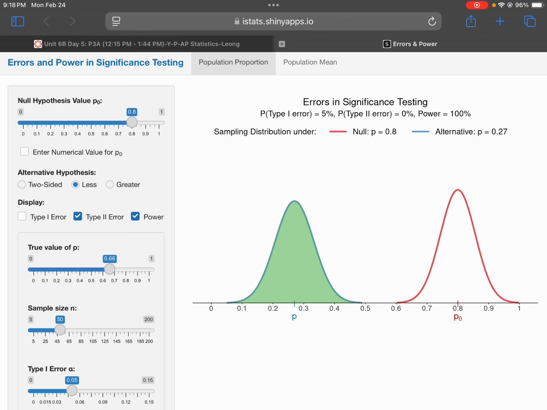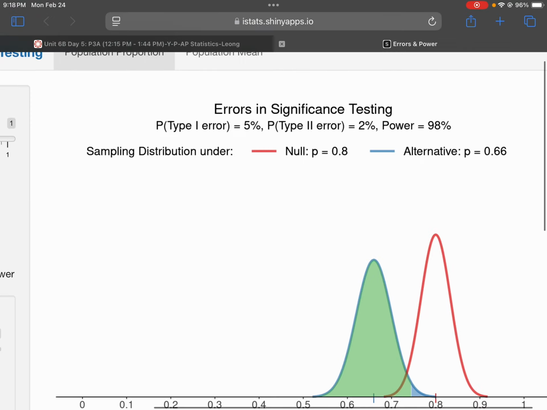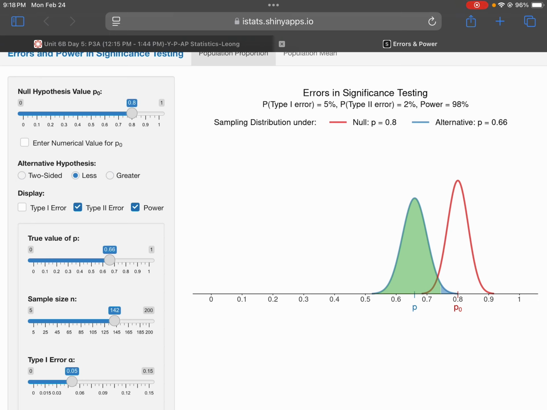Let's look at the sample size. If we increase the sample size, what happens to the power? Oh, look, it went up. And that should make intuitive sense. The greater the sample size, the more information we've gathered, and we should be able to make better decisions with more information. It's harder to make good decisions when we have less information. So more information should lead to better decision making. All right, let's reset that back to 50.